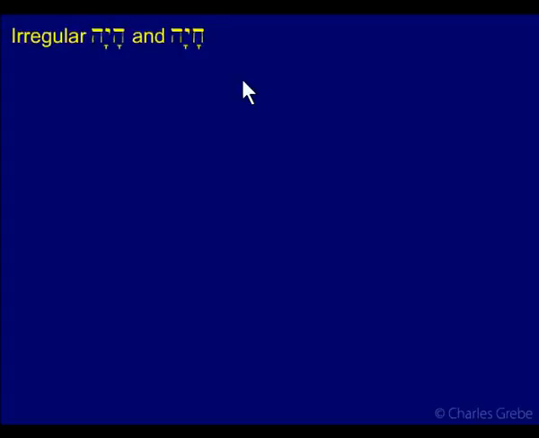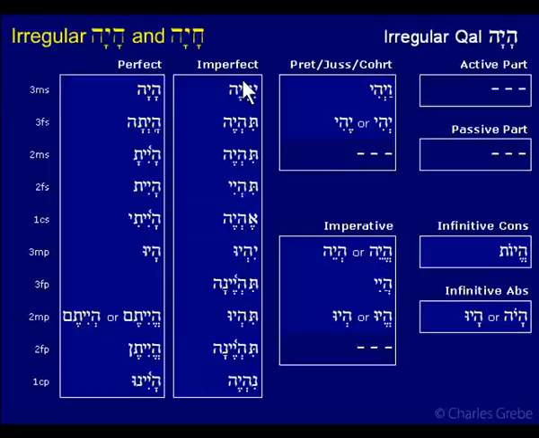Irregular Haya and Chaya. These are the last of our so-called first guttural third hay verbs. Really, these two verbs are a category unto their own. So we'll look at the verb to be, Haya, and the verb to live, Chaya. And the verb to live is almost identical to the verb to be.